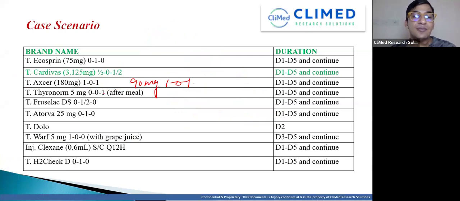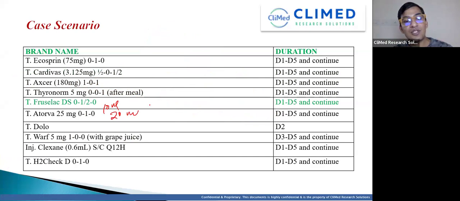What about Thyronorm? Yes, it should be before food, right? Zero half zero must be okay, right? What about atorvastatin? You rightly said atorvastatin comes in 10 mg, 20 mg, 5 mg. So it would be 20 mg and the dose will be at night only. Absolutely, so we have corrected the dose to 20 mg at night.